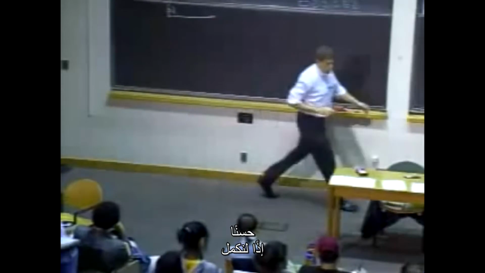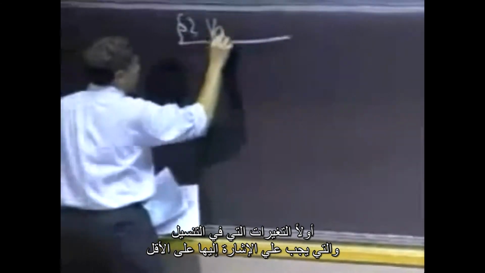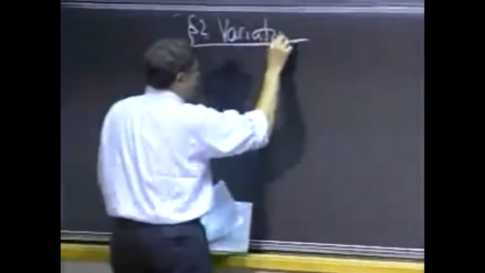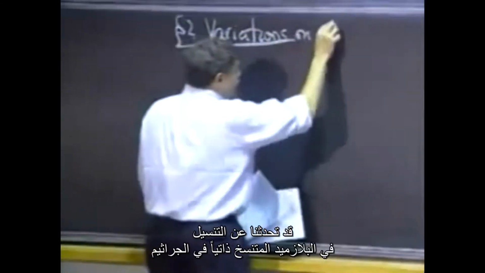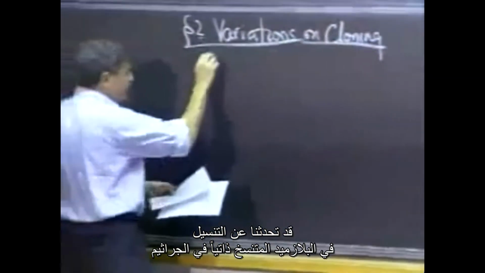So, onward. I want to talk about a few other variations on the theme rather quickly, and then I think I want to talk about how you analyze your clones. First, variations on cloning. I should just at least mention it. We talked about cloning in an autonomously replicating plasmid in a bacteria.